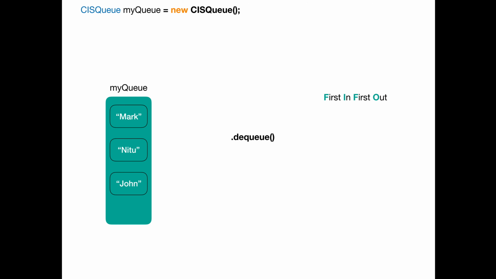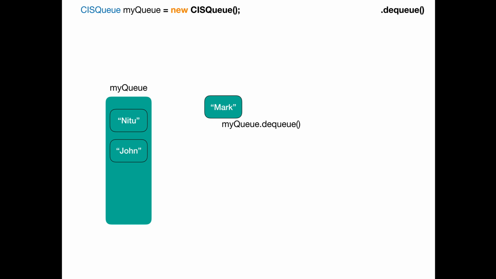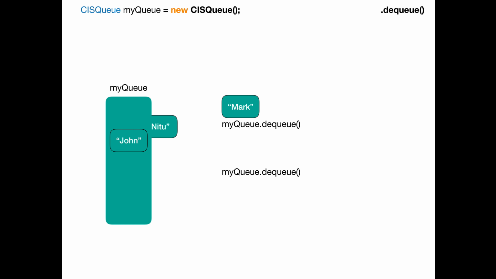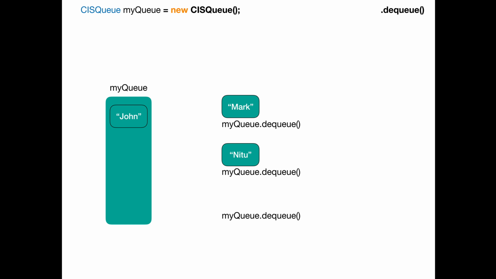Mark was the first one to come in so he would be served. So in this case, he would be the first one out. If we call .dequeue, .dequeue is going to return a string. We don't give .dequeue any parameters, and it's going to give us the person at the top of the queue. If we call .dequeue again, it's going to give us, again, the person at the top of the queue, which would be Nitu. And finally, if we called it one last time, it's going to give us John, which is the only person in line, but still the person at the front of the queue.